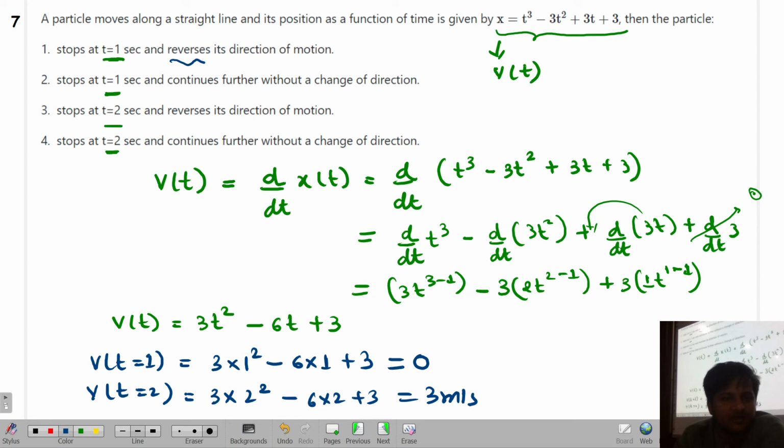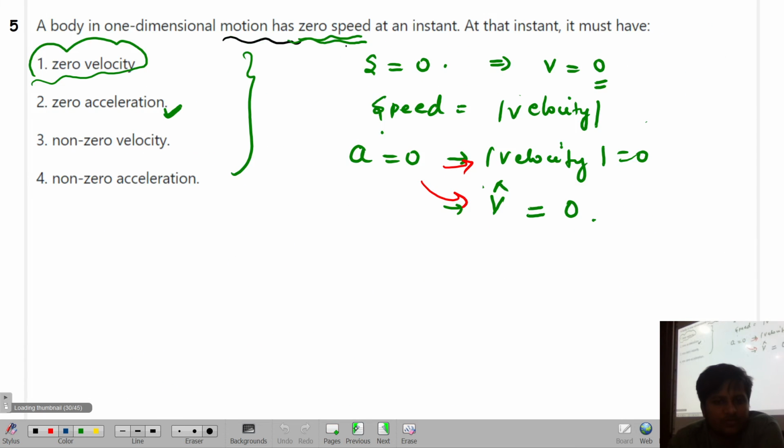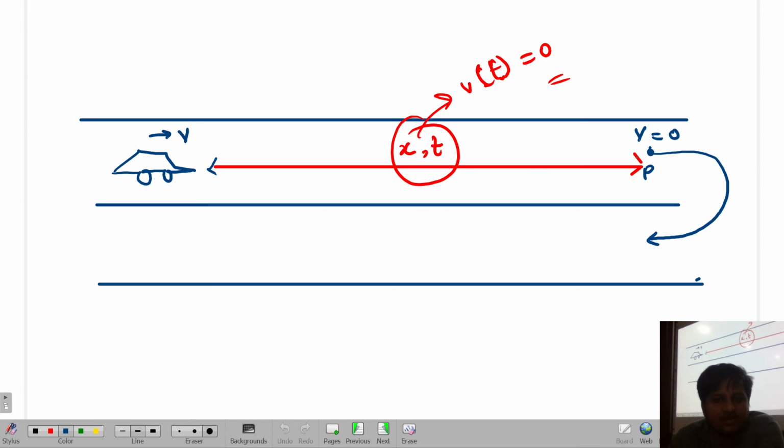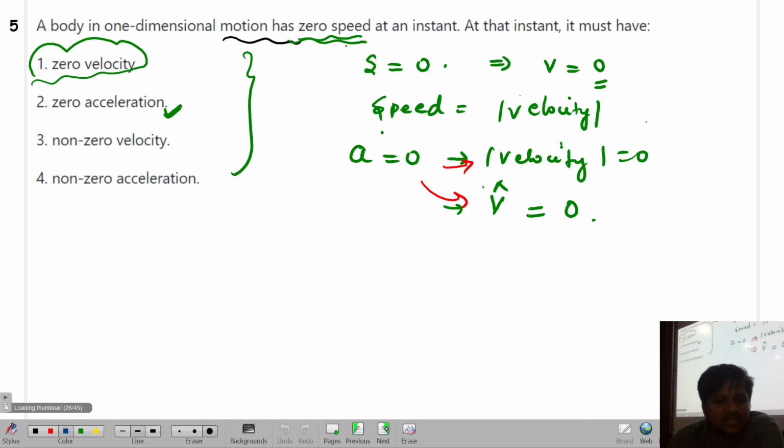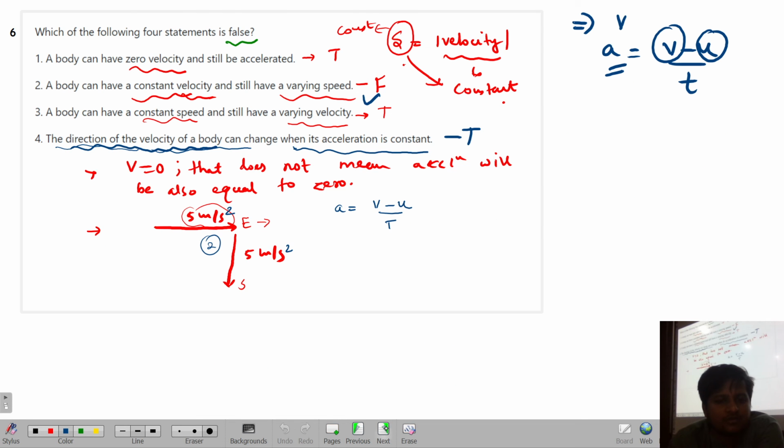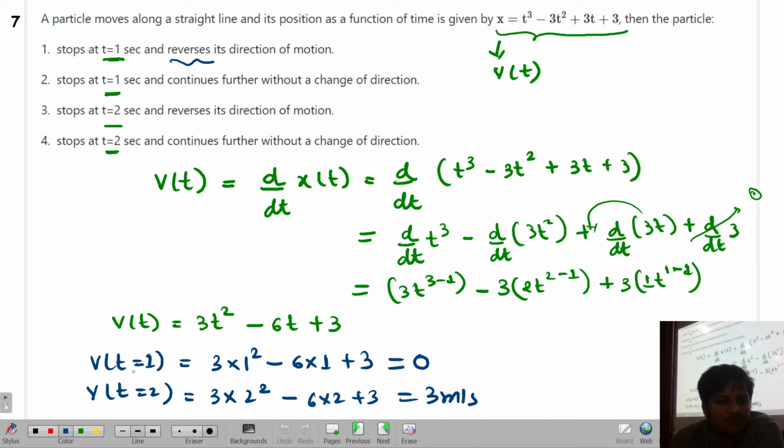Now look over here. Options are given for the reverse case or not. Yes or no? As I previously discussed, the reversal will happen when the velocity after time becomes 0. So look over here, in which case is velocity going to be equal to 0? As you observe, at t equal to 1 second, the velocity of the particle becomes 0.